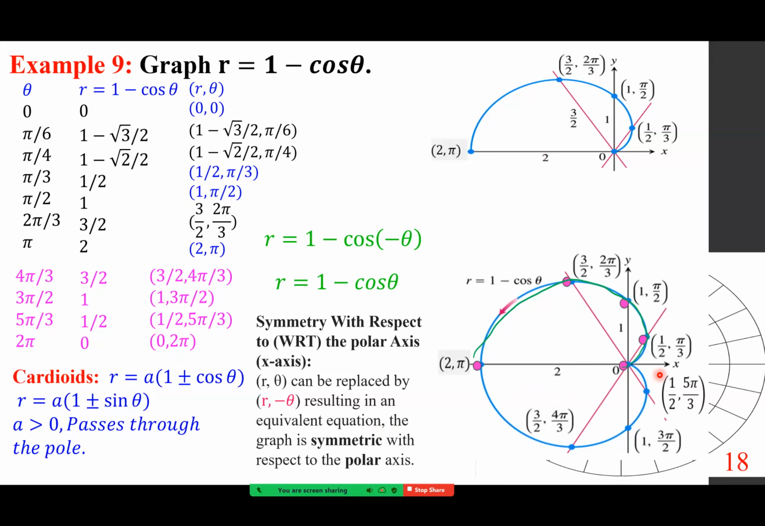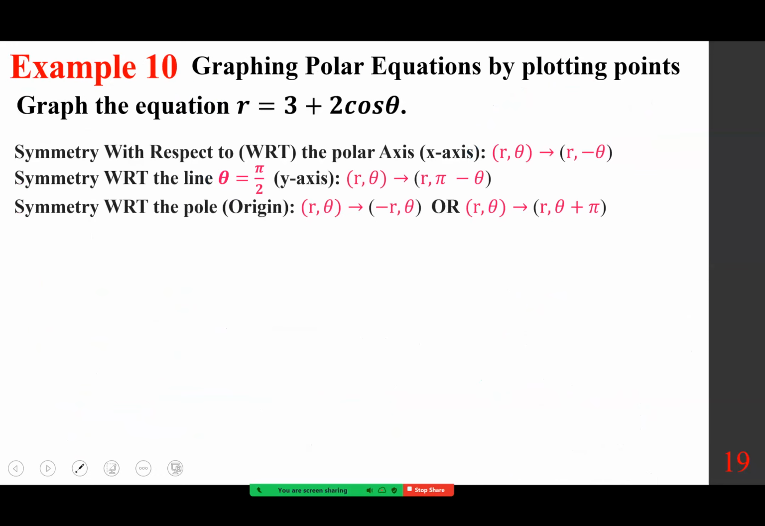And of course, if you have a polar grid, it makes it easier to graph it. All right, we want to graph r equals 3 plus 2 cosine theta by plotting points, and again reminding you of the symmetry. Let's quickly look at another example of a symmetry.